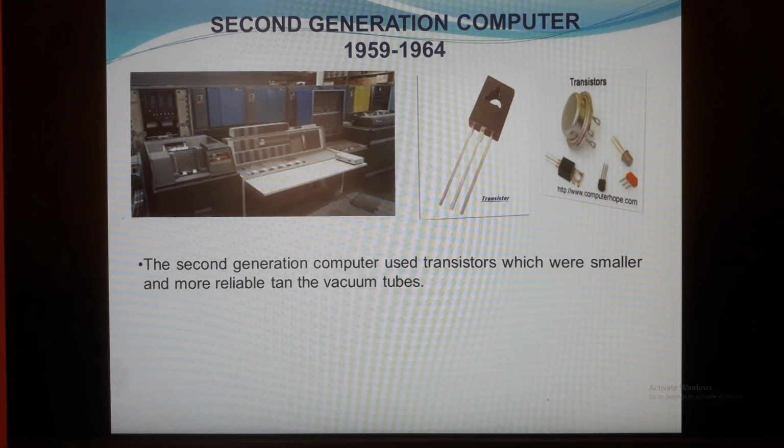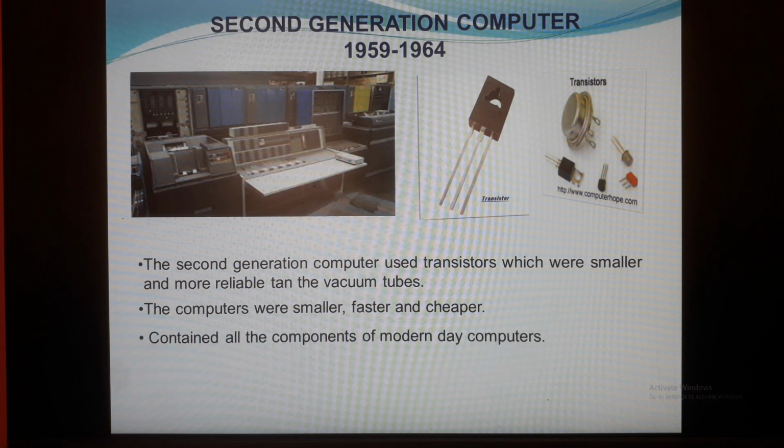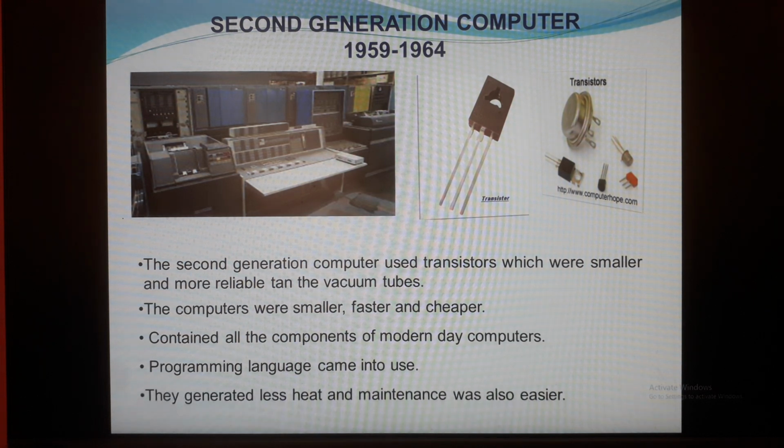The second generation computers used transistors, which were smaller and more reliable than the vacuum tubes. The computers were smaller, faster and cheaper. It contained all the components of modern day computers. Programming languages came into use, and they generated less heat and maintenance was also easier. So these are the features of second generation computer.